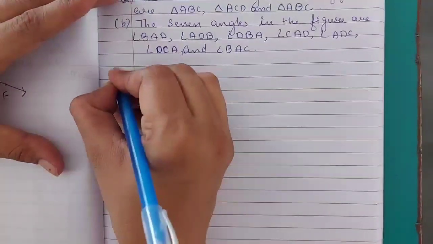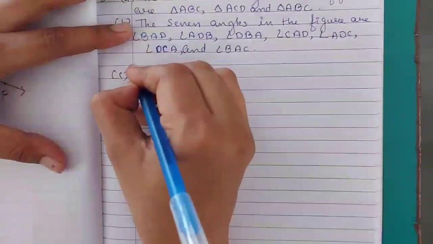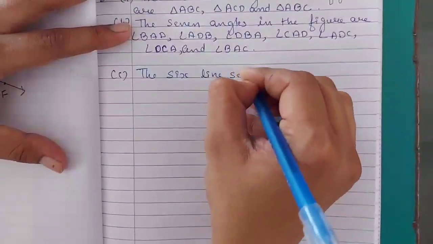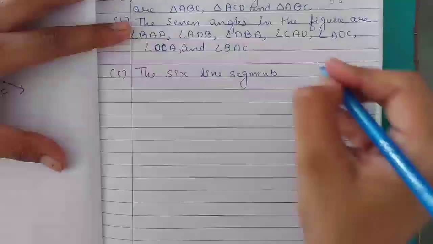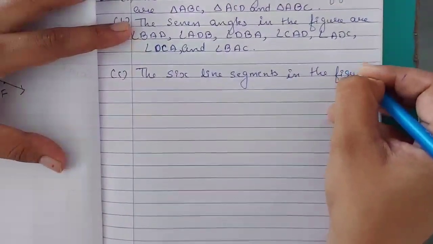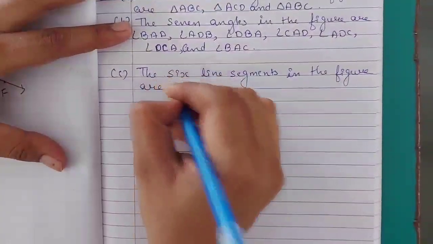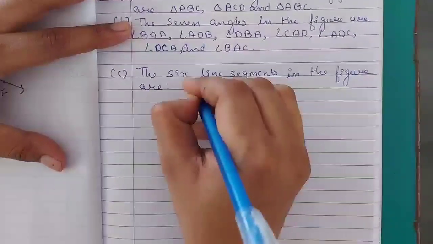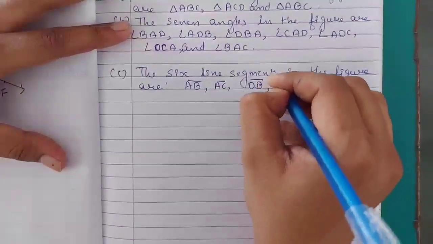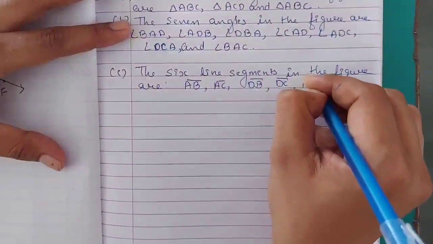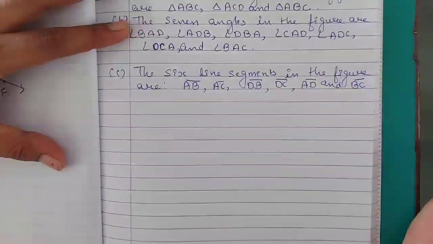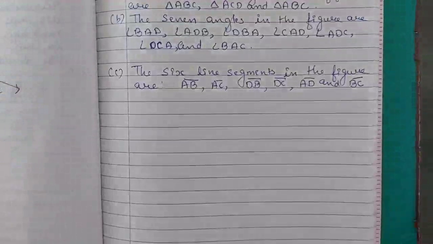So students, question number C, answers are the 6 line segments in the figure are, which are the 6 line segments? Line segment AB, line segment AC, line segment DB, line segment DC, line segment AD and line segment BC. So these are the 6 line segments. Now let us give answer for question D.